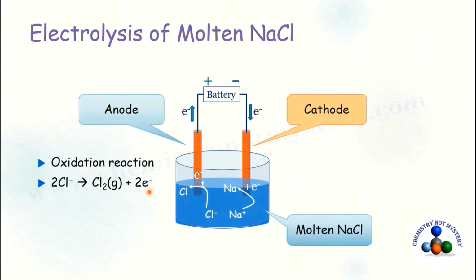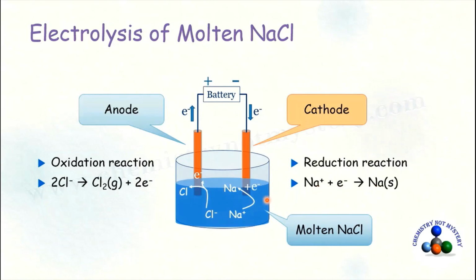Now come to the cathode. Cathode is the reduction electrode and reduction takes place on cathode. So Na plus ion will gain electron from the reduction electrode and convert into Na. So we can write Na plus electron gives Na solid.